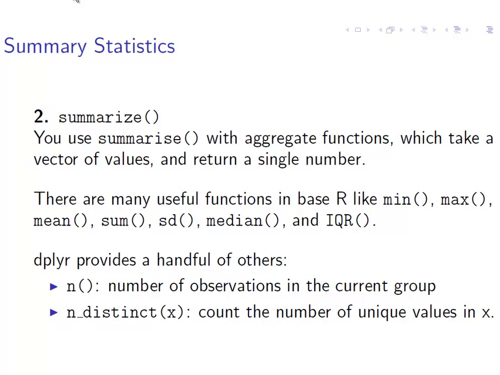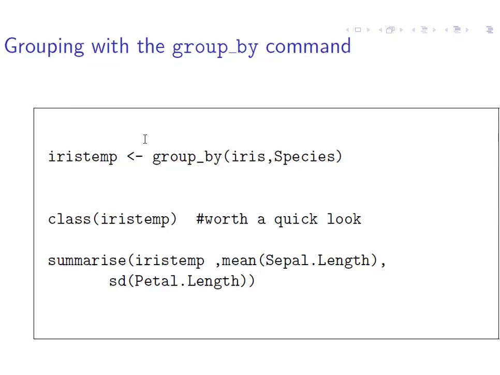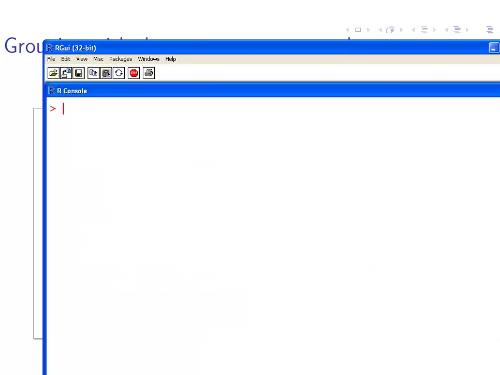So, here's a little exercise. I've gone around the wrong way. Iris temp, group by species. So what we're going to do here is use summarize. By the way, the British and American spelling are both acceptable for summarize. But what we're going to do is summarize iris temp.